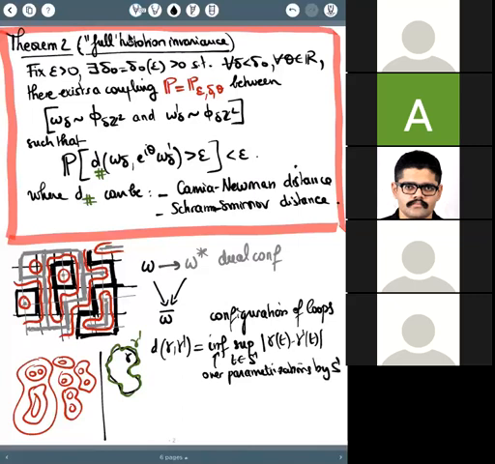And then from that, we define the distance between two configurations, omega and omega prime.